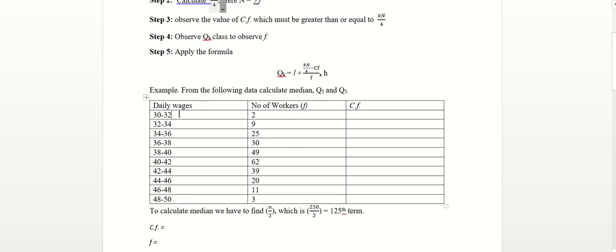The daily wages which are given to you are 30 to 32, 32 to 34, 34 to 36, 36 to 38, 38 to 40, 40 to 42, 42 to 44 and so on, up till 48 to 50. Number of workers are 2, 9. So how many workers get wages 30 to 32? 2. How many workers get wages between 32 to 34 is 9. How many workers get wages between 34 to 36 is 25 and so on.